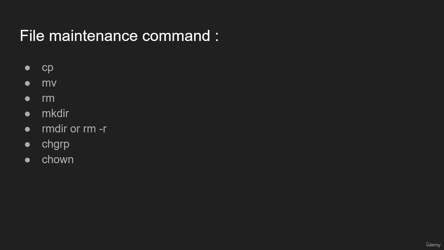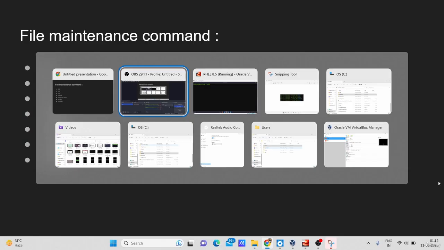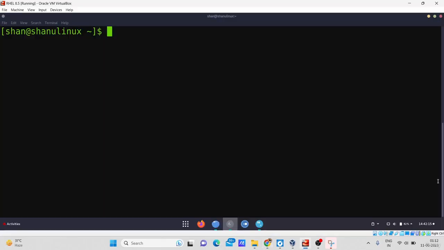Now the next one is chgrp, which is used to change the ownership at the group level. And the last one is chown, which is used to change the ownership at the user level. Now let's move on to my Linux terminal, and I will show you a live demonstration of these commands. As I had covered some of them, I will only cover what is left from the previous one.